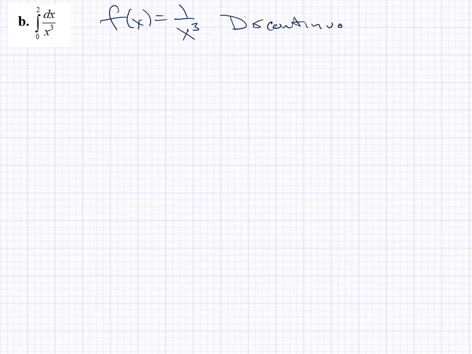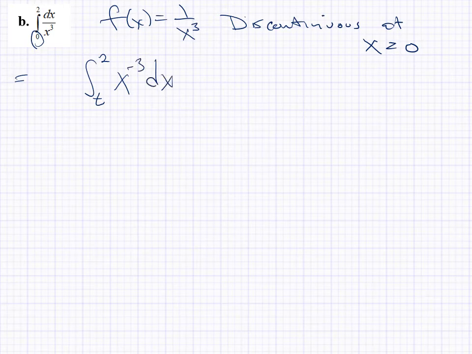Again, take a look at this one. It just looks like a normal old integral, but when you look at the function f of x equals 1 over x cubed, this is discontinuous at x equals 0, which again is one of the endpoints of this interval. So you have to be concerned with this, in which case it makes this an improper integral. So what are we going to do? We're going to replace the 0 with any variable you want. Let's just say t to 2 of, I'm going to write this as x to the negative 3 dx so that it makes it easier to integrate. And then I'm going to do the limit as t goes to 0 from the right again.